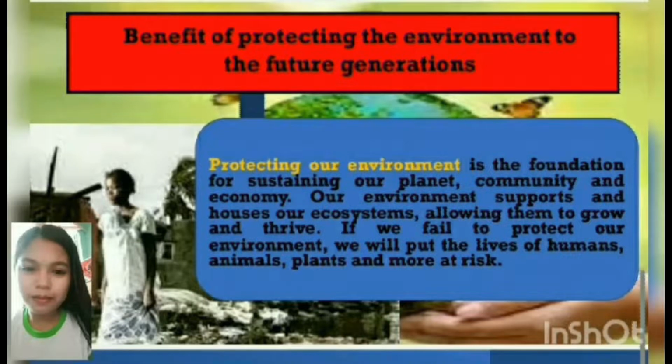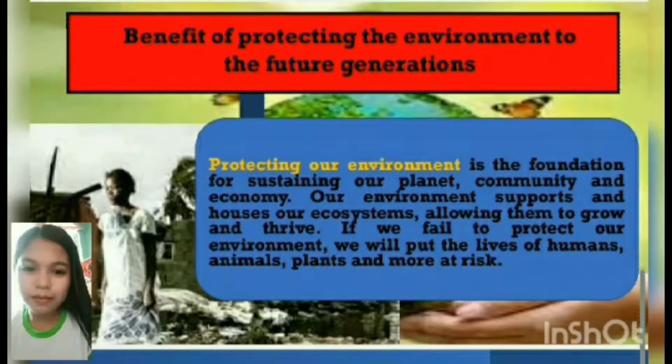It is important to protect our environment because healthy ecosystems clean our water, purify our air, maintain our soil, regulate the climate, recycle nutrients, and provide us with food. They provide raw materials and resources for medicines and other purposes.